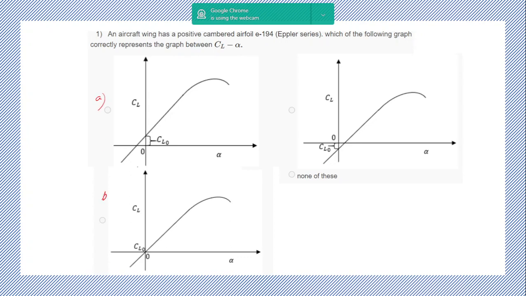Let's say A. Okay, first one. And why? Why did you say it's the first one? Okay. And what about B? What kind of airfoil is B? Okay, this one is B. This is negative camber, right? This is for symmetric. Okay.